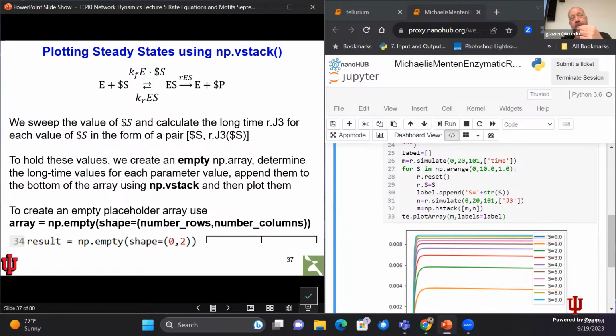Is that not making sense? People look either very tired or confused. All right. But why the dollar sign?